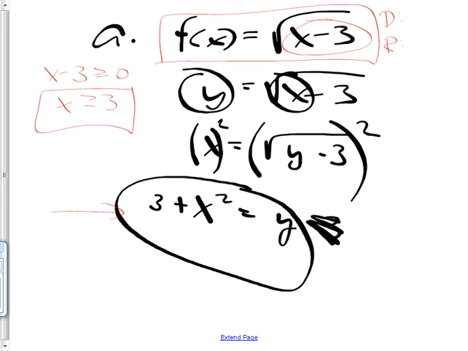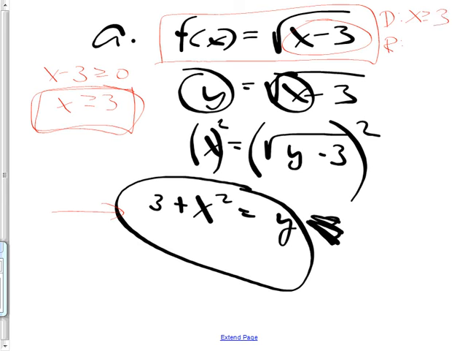I know it's a lot to process here, but I've got to go fast to have a chance to cover all this stuff. So, all right, that's my domain. If that's my domain, x is greater than or equal to 3. What's the range? I would always make a picture to find your range.